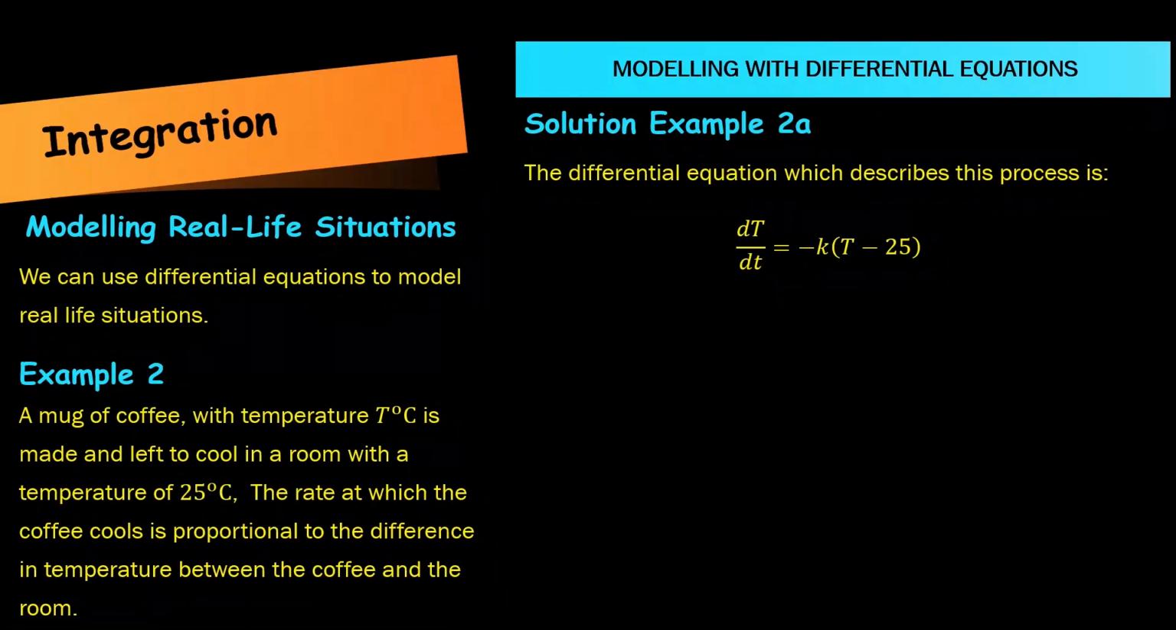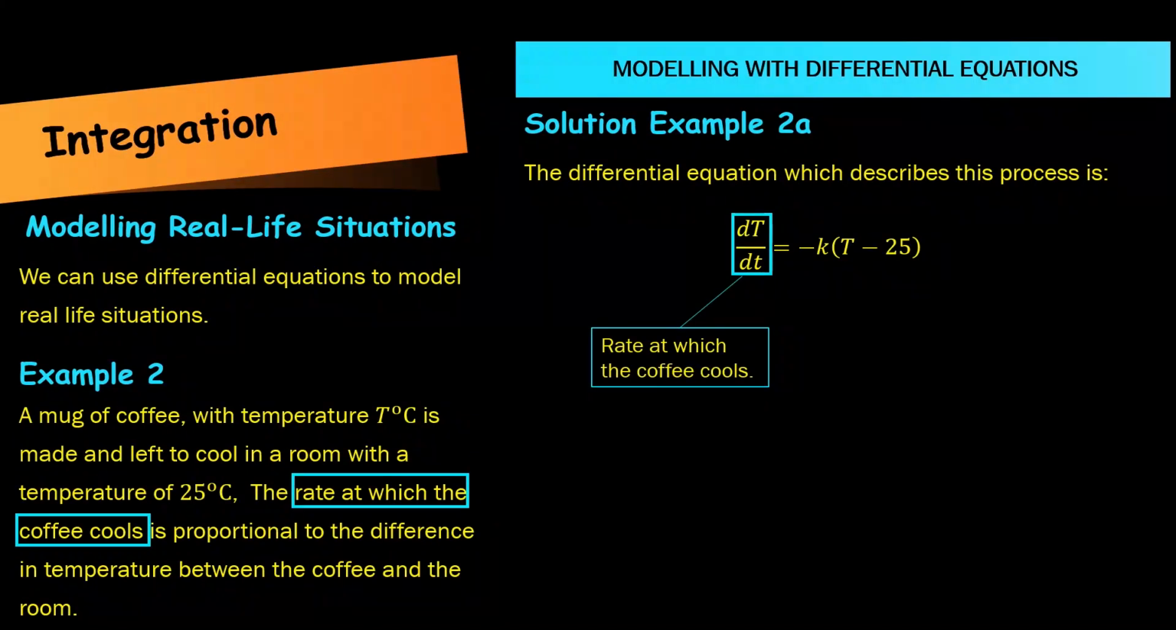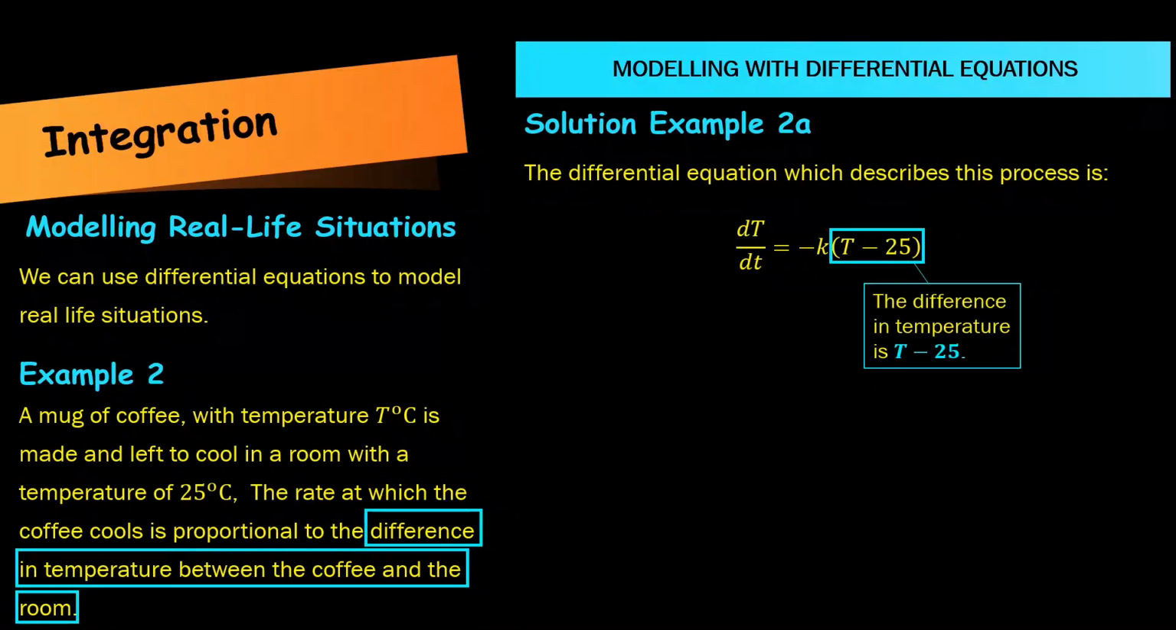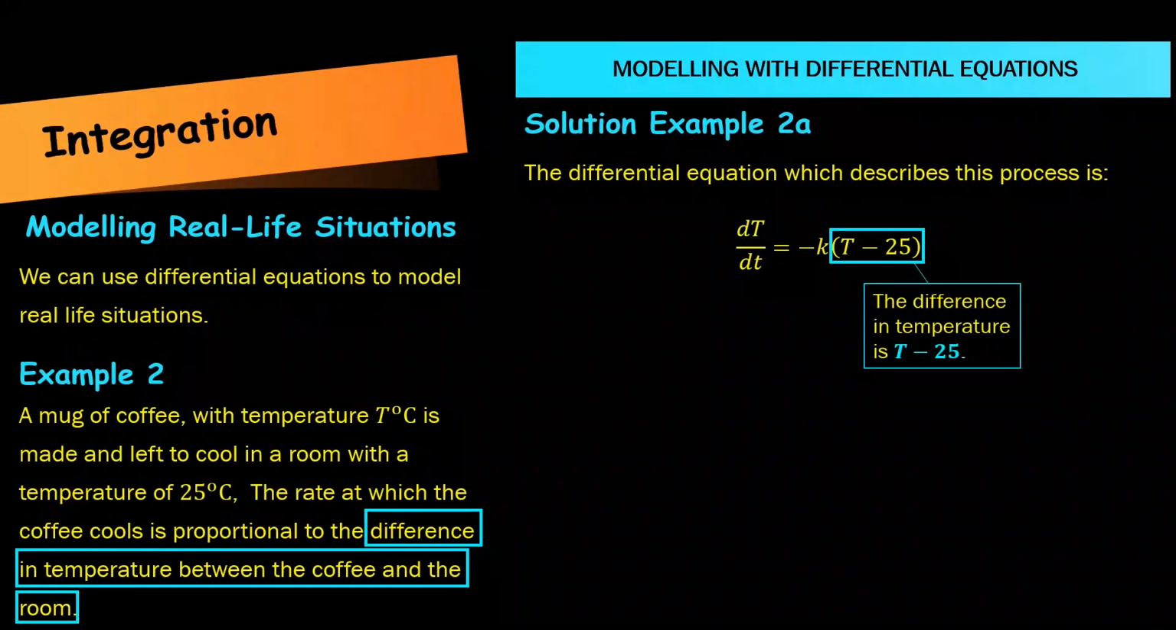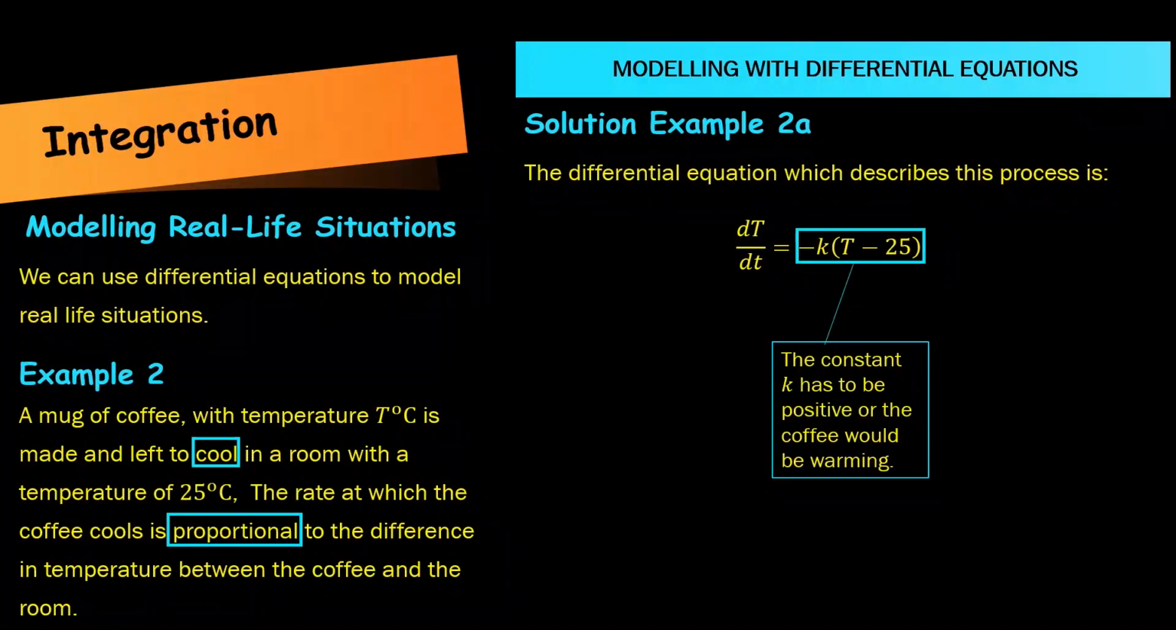Let's now link all the parts of this equation back to the question so that we can see where all the parts come from. dT/dt is the rate at which the coffee cools. The difference in temperature between the coffee and the room is given by T minus 25. The constant k has to be positive in this equation, or the coffee would be warming. Notice that the coffee is of course cooling, and it's also proportional to the difference in temperature between the coffee and the room.